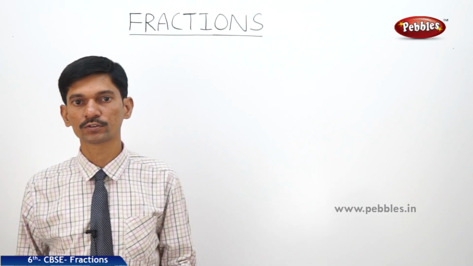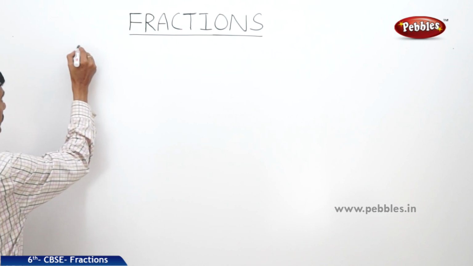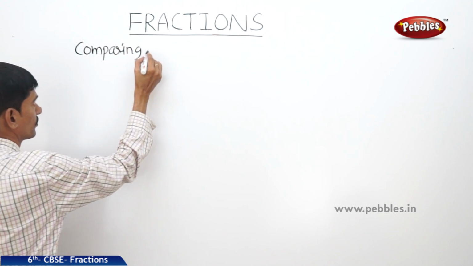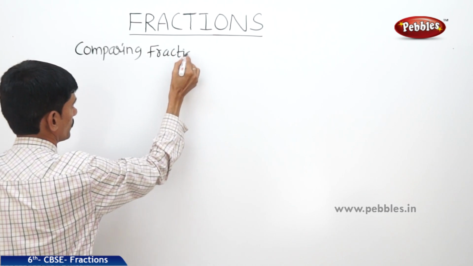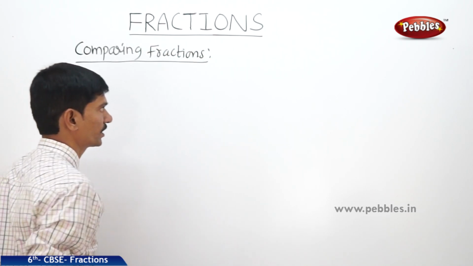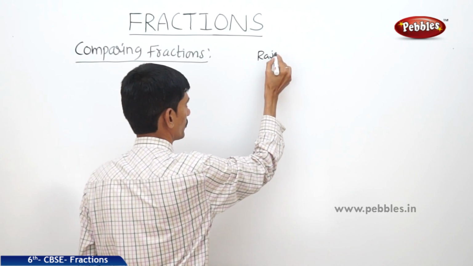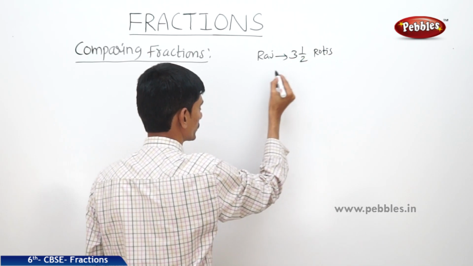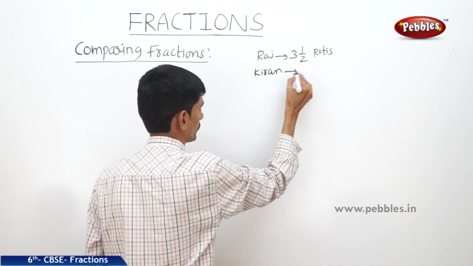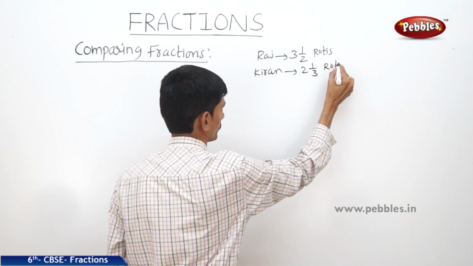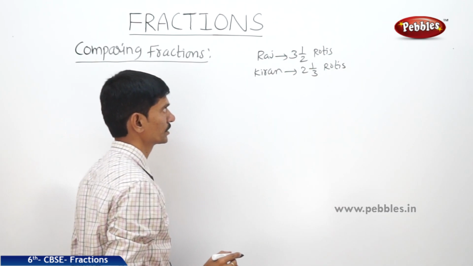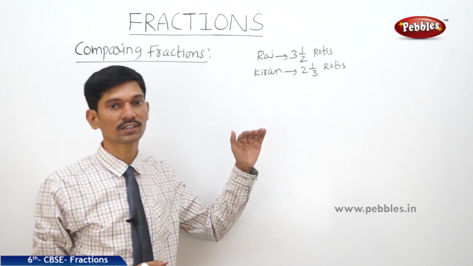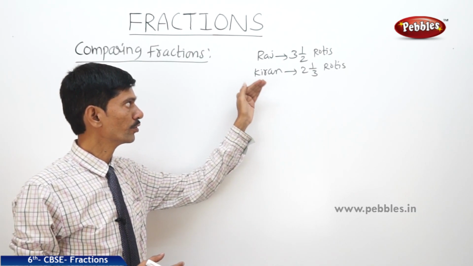Now let us see how to compare two fractions, means comparing fractions. For example, Raj has 3½ rotis in his plate and Kiran has 2 1/3 rotis in his plate. Then who has the larger, who has the more rotis in his plate?